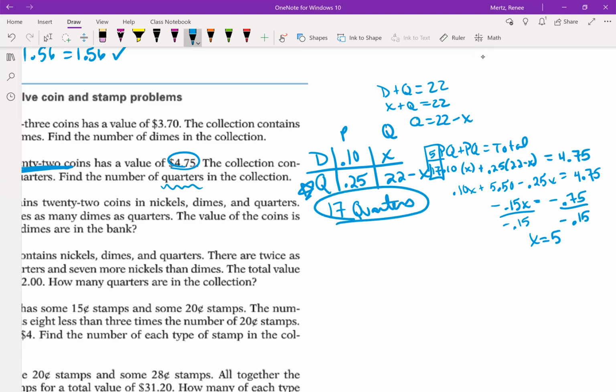Let's do a quick check. So we have 10 cents times 5, plus 25 cents times 17, equaling 4.75. 50 cents, and 17 quarters is 4.25. So it does work out to be 4.75 equals 4.75.